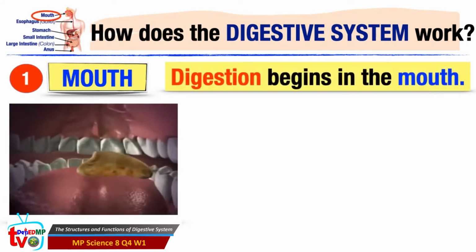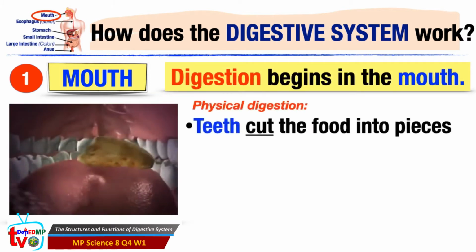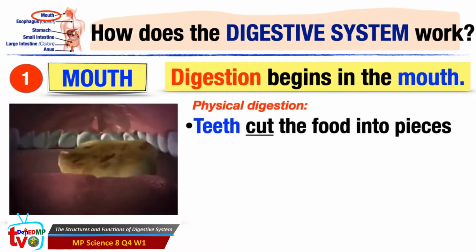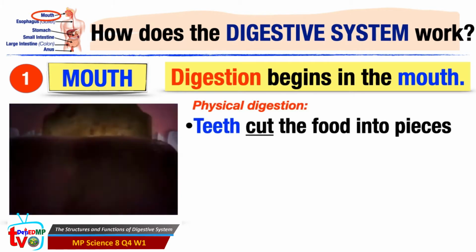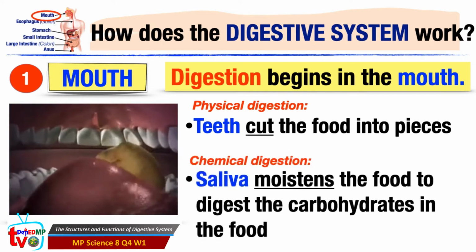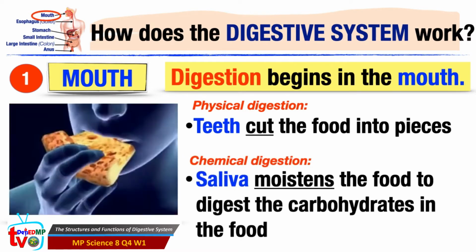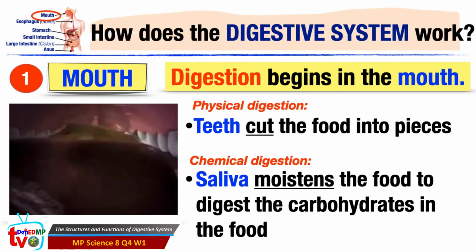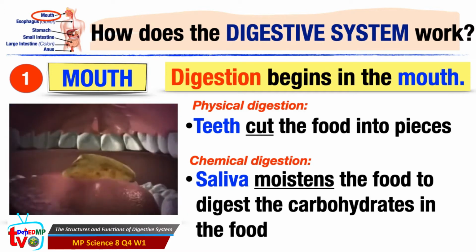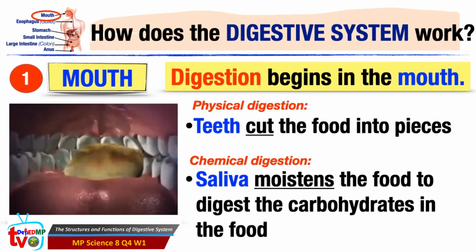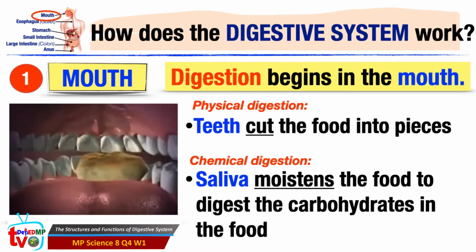The digestion begins in the mouth. Physical digestion is happening in the mouth because the teeth cut the food into pieces, while the chemical digestion is being done by the saliva. The saliva contains special enzymes that moistens the food, which help to digest the carbohydrates in the food. Saliva also makes the food soft and mushy to make it easier to swallow.